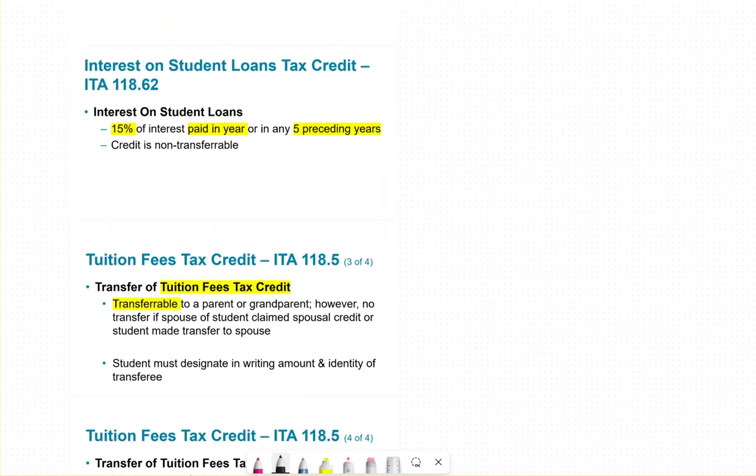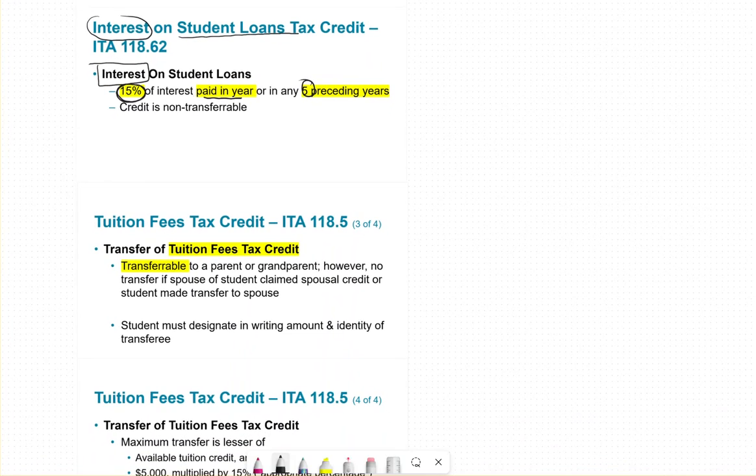Now we all know that when you go to school, the cost of going to school is expensive. If it's expensive, what we do is we get a student loan from the government. When we get a student loan, we have to pay it back, and they are going to charge you interest after you graduate. Even though they give you a 6-month grace period, after the 6 months the government wants their loan back. When they want their loan back, they're going to be charging you interest if you don't pay them. How much interest do they charge you? You get a 15% credit on interest paid in the year or any of the 5 preceding years.